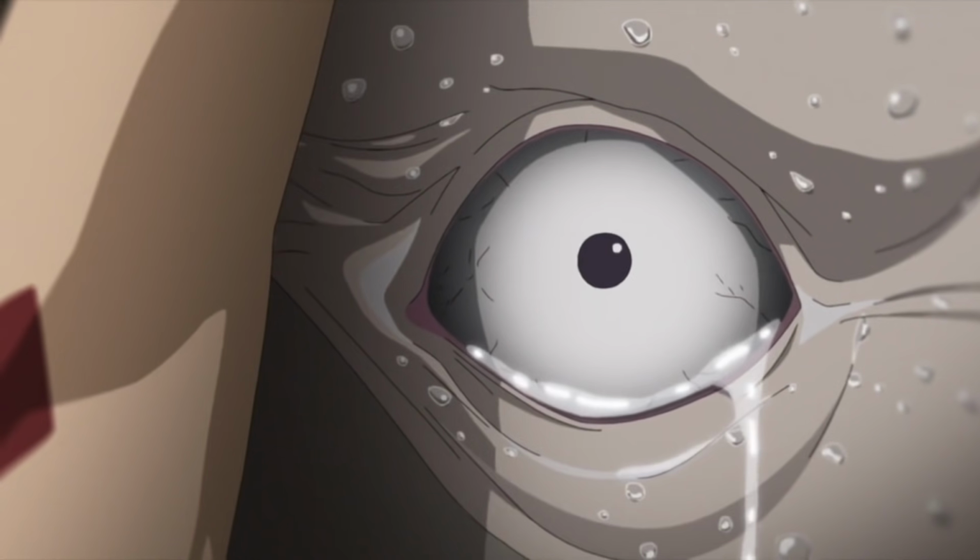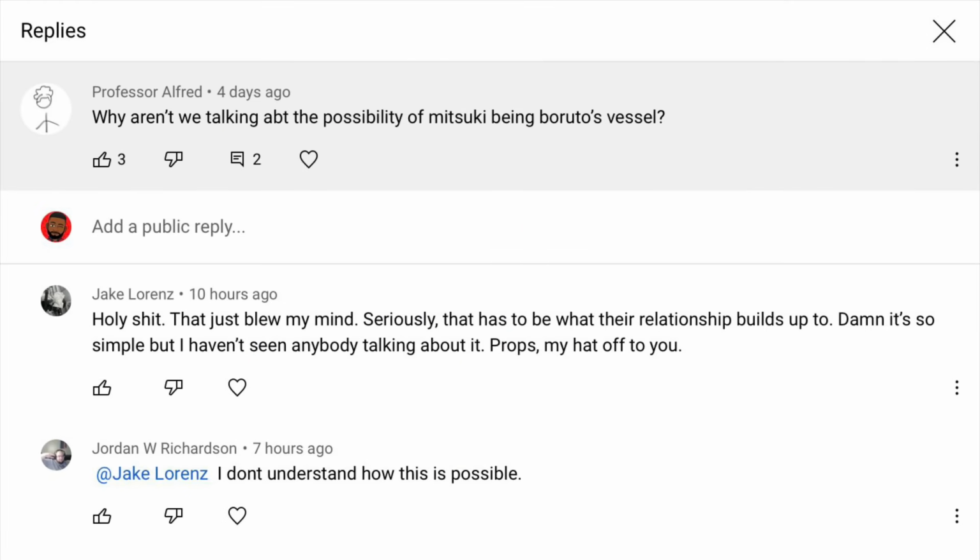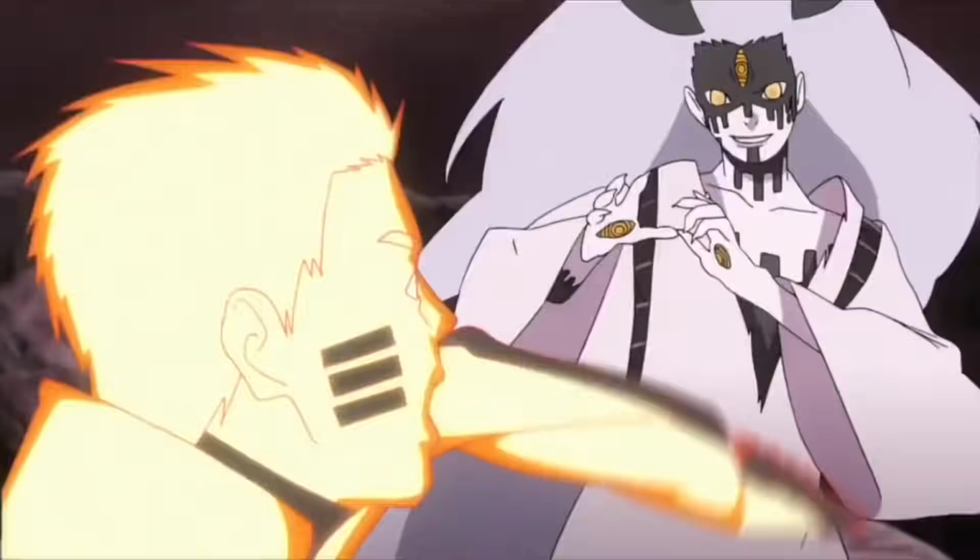But regardless, into the first question that I did get, Professor Alfred asks, why aren't we talking about the possibility of Mitsuki being Boruto's vessel? Now this right here, in my opinion, is very interesting for a couple of reasons.